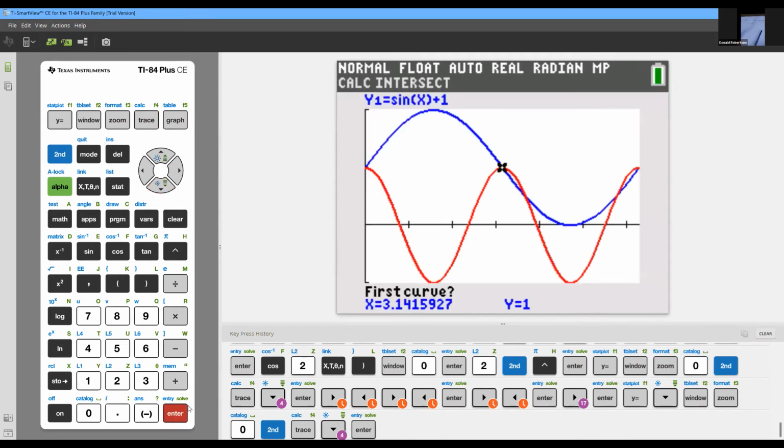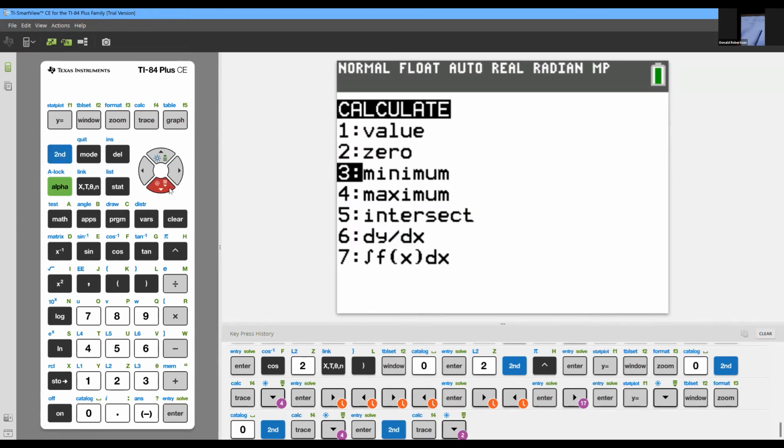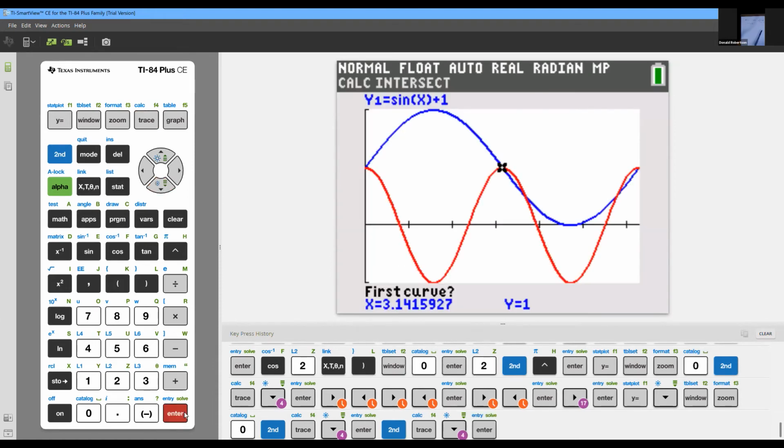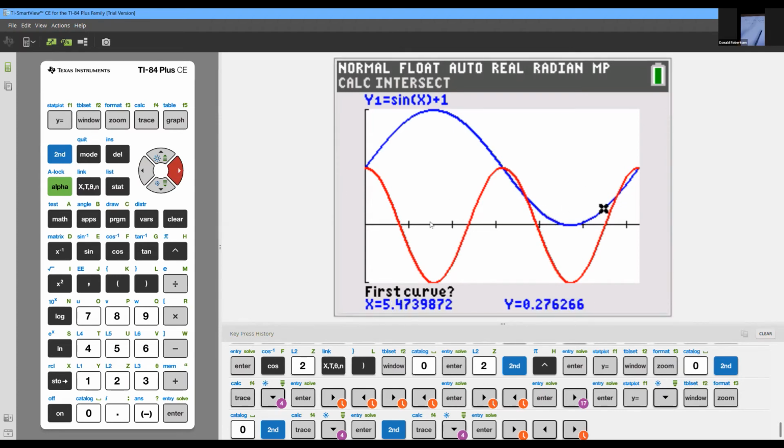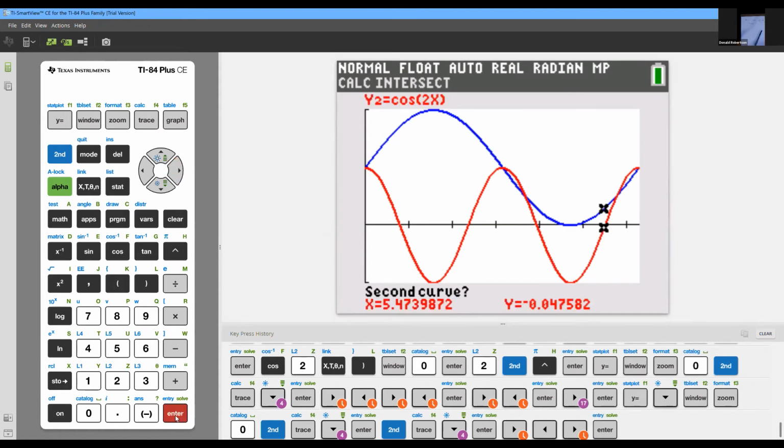Can you slow down? Oh, well, I'm just repeating the process. So if you watch the video, you can pause it every step. Right, so I'll try to do that again. Second calc, number 5, intersect. And then it's just going to ask the same questions again. Now, I just found that one, right? So let's find this one over here. Let's find that one. Right, I'm on the blue first curve, yes. I'm on the red second curve, still yes. And then I move it to guess.